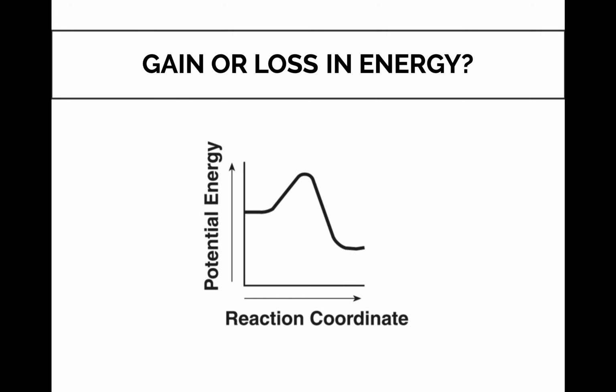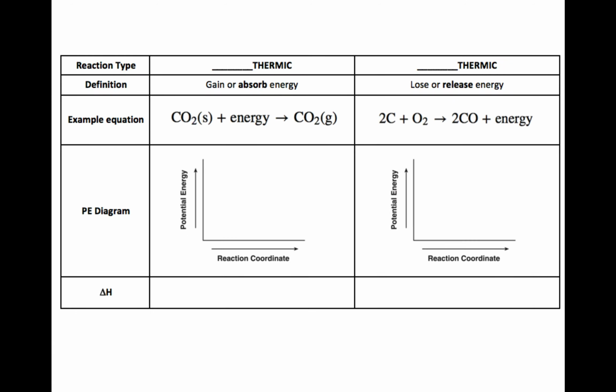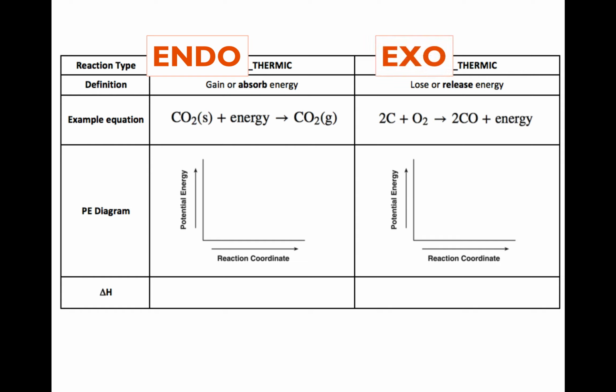For this one, our reactants has a higher energy than our products. Therefore, there's a loss in energy, and this is an exothermic reaction. So for endothermic reactions, we're absorbing energy. For exothermic reactions, we're releasing energy. For endothermic reactions, our energy is going to be in the reactants. For exothermic reactions, our energy is going to be in the products.